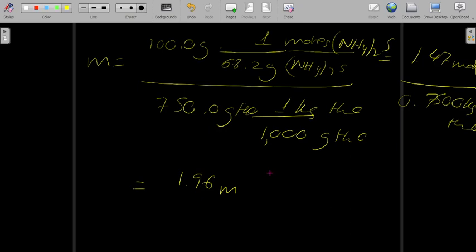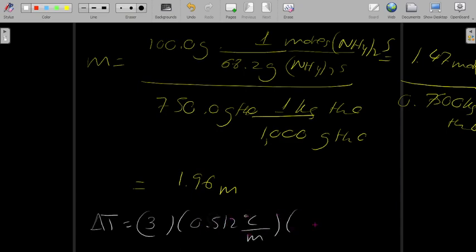Am I done? No. Now I have to plug all of these into that formula that we had at the beginning. So I'm going to put it directly in. We calculated i to be 3. The constant for boiling for water was given to us, 0.512 degrees Celsius divided by molality. We calculated molality to be 1.96. The units work out fine, and I see that my change in temperature is 3.01 degrees Celsius.